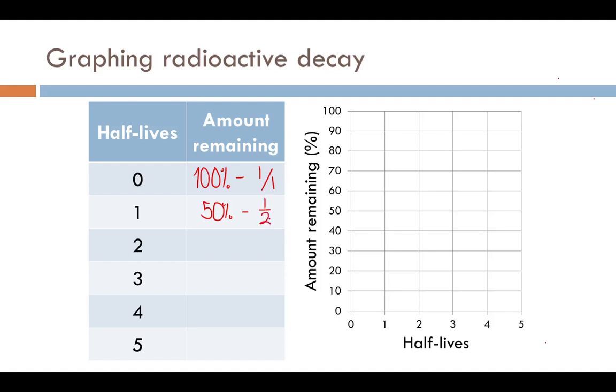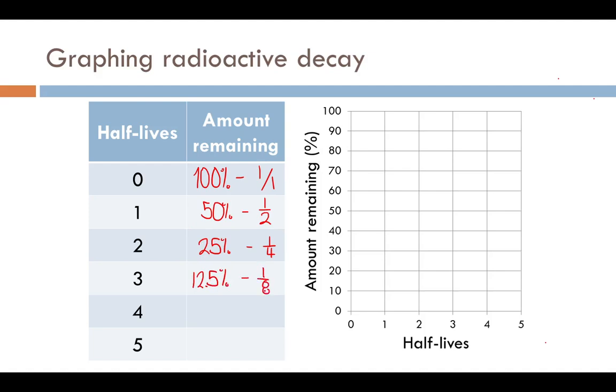Second half-life, you lose half of 50%. Half of 50% is 25. And you go from 1/2 to 1/4. What you should see here is that every time we move up one half-life, the bottom number of the fraction here increases by a factor of 2. Third half-life, half of 25, which is 12.5.